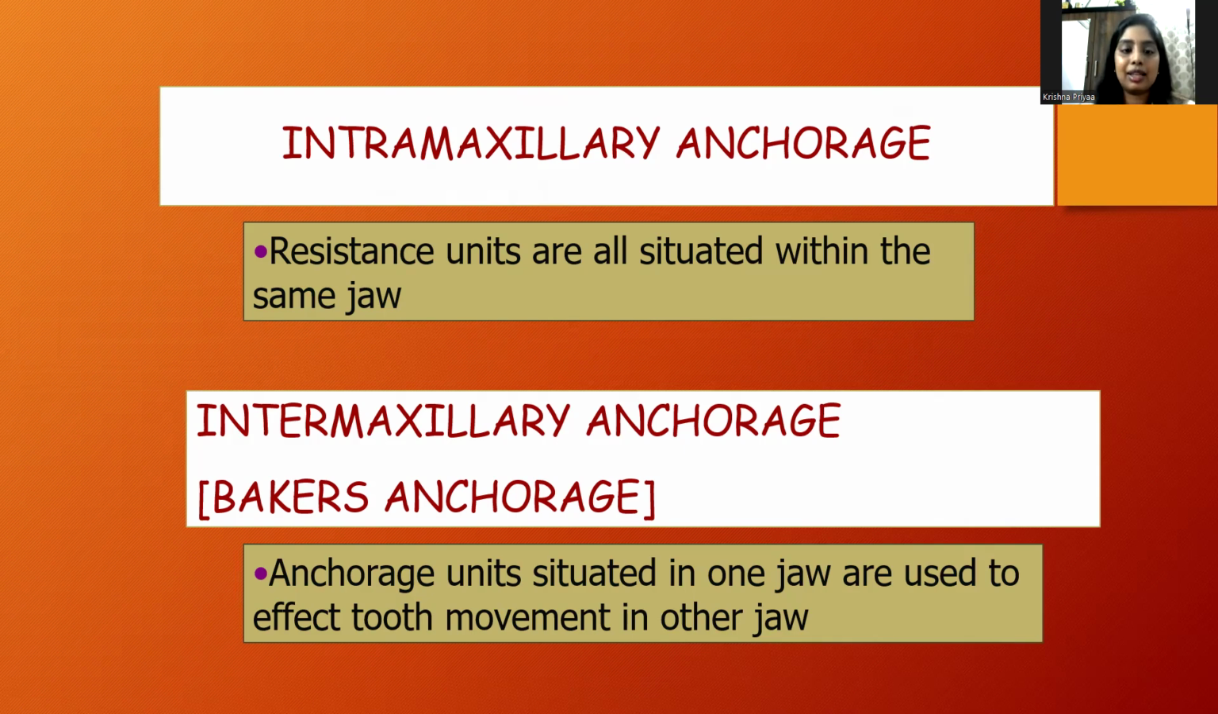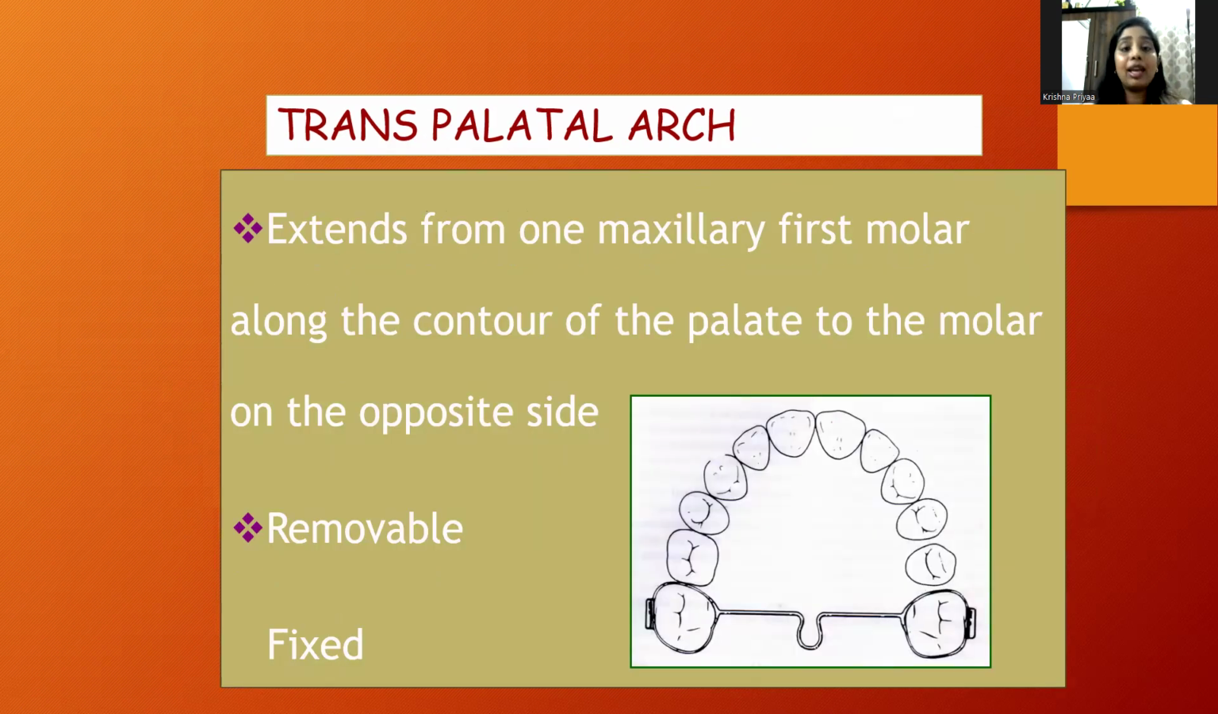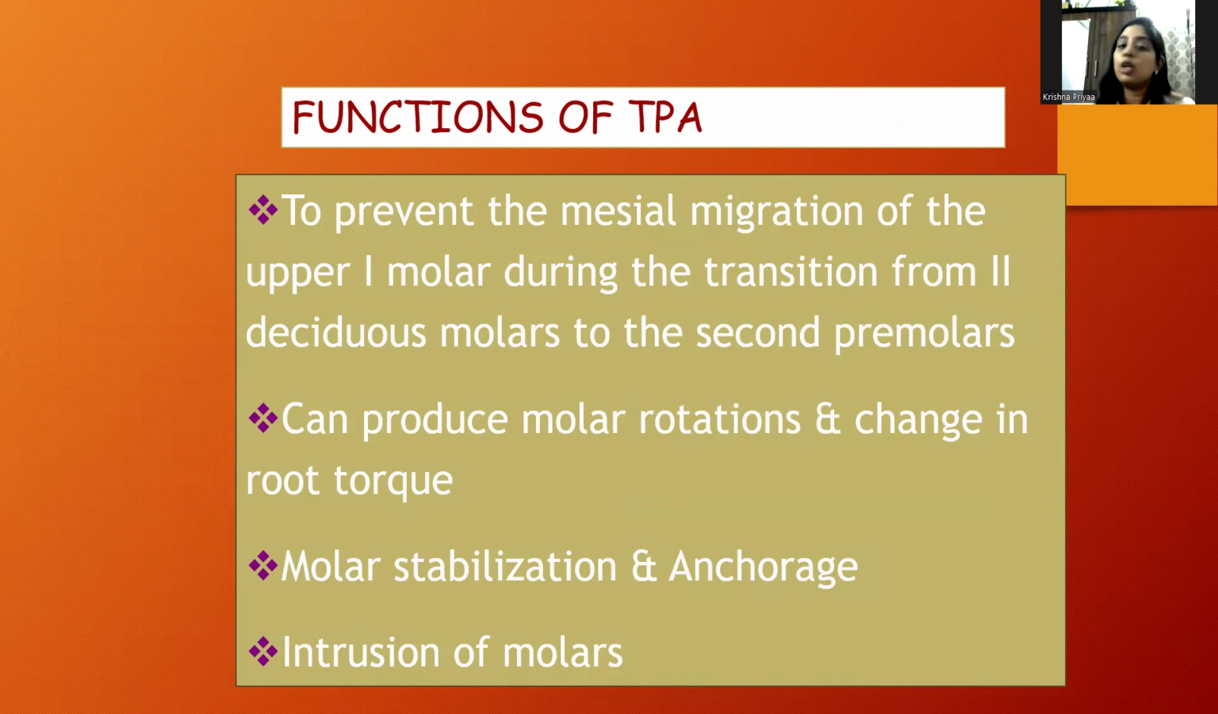Coming to intramaxillary anchorages, it is the resistant unit situated within the same jaw. Intermaxillary is nothing but elastics. It's also called Baker's anchorage. You may get a 5 mark question in that. So coming to the transpalatal arch, now we are going to discuss intramaxillary anchorages. It extends from one maxillary first molar along the contour of the palate to the molar on the opposite side, TPA. So what are its functions?